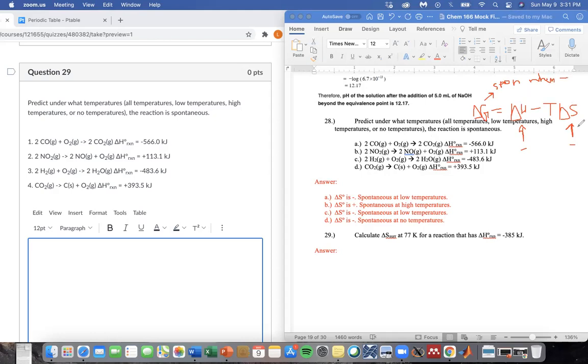And so we would need to keep this term really small in order to make sure that our delta G was still spontaneous, so that we didn't cancel out this negative value and make it positive. And so this would only be spontaneous at low temperatures for the first one.